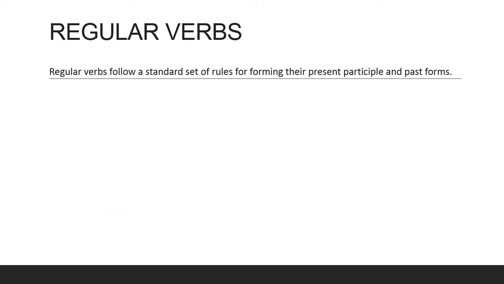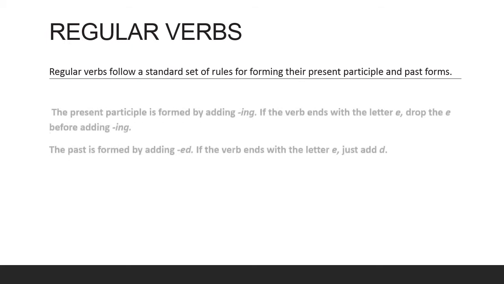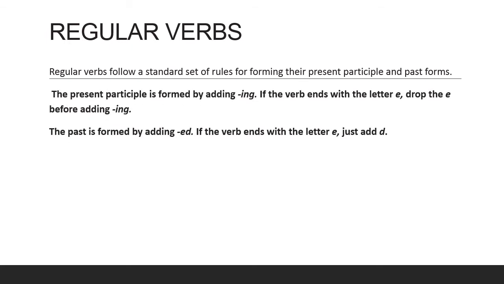Now, regular verbs follow a standard set of rules for forming their present participle and past forms. Now, the present participle is formed by adding ing. But if a verb ends with the letter E, then we drop the E before adding ing.